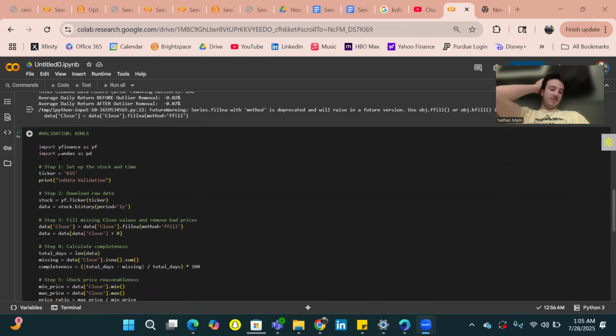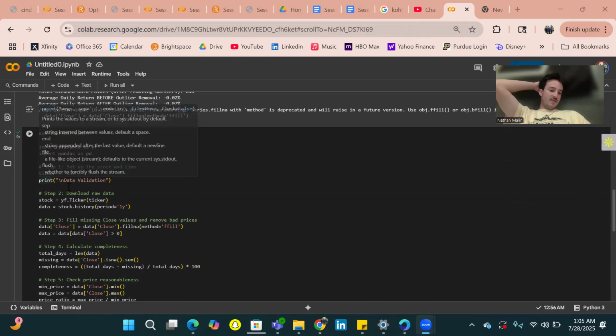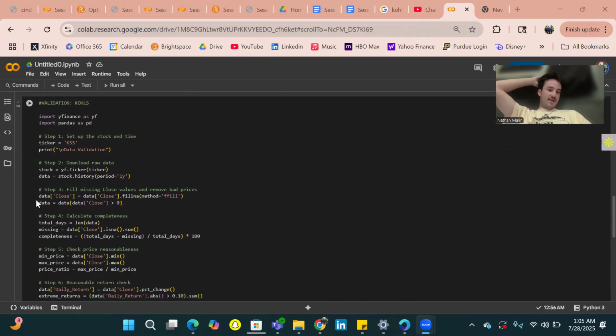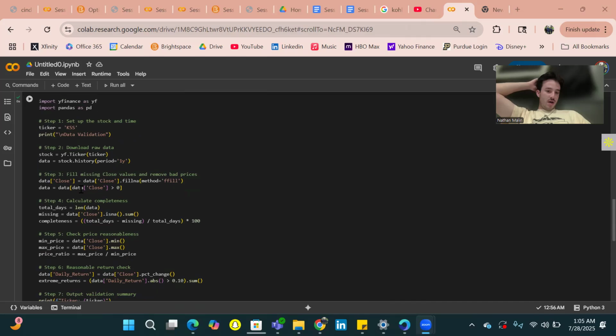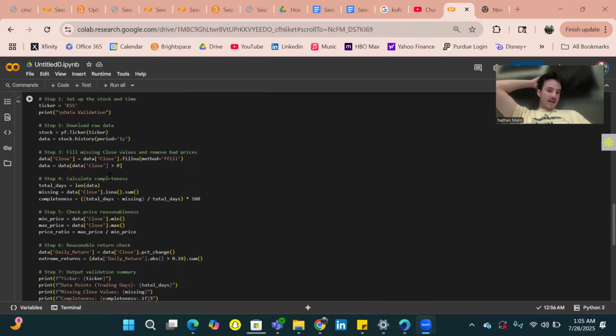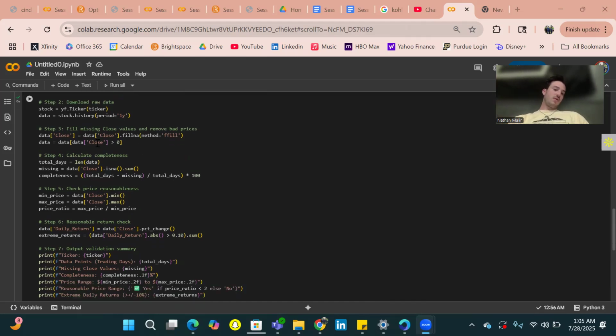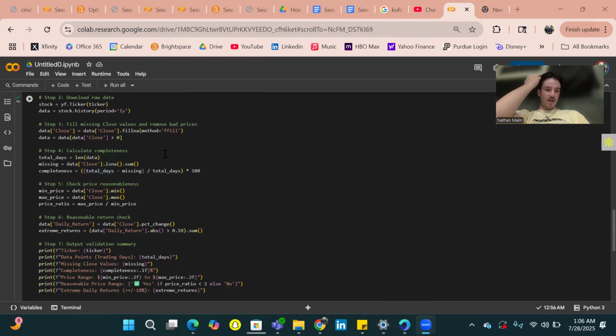And when we're validating this code, I use a stock symbol KSS. I downloaded all the raw data like I did earlier. And then I did the data close is more than 0. So I basically fill those missing values and remove bad prices. And I just wanted a total completeness score. So total days minus missing over total days. I just wanted to make sure that it was at 100% if there were no missing data.